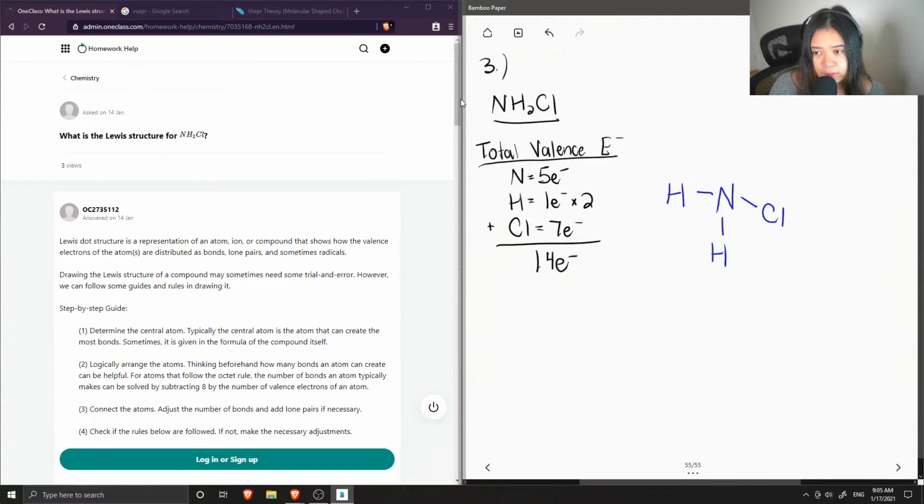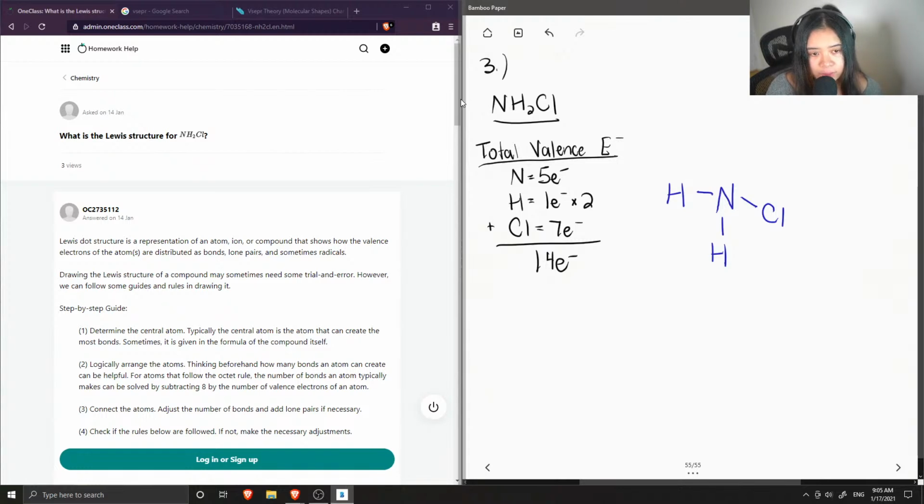So now that we have the skeletal structure, I can show all the lone pairs on my terminal atoms. In the case of hydrogen, hydrogen will have no lone pairs since it only has 1 valence electron, and that is participating in the single bond. So it has no more electrons, so that's why hydrogen will never have any lone pairs on it.